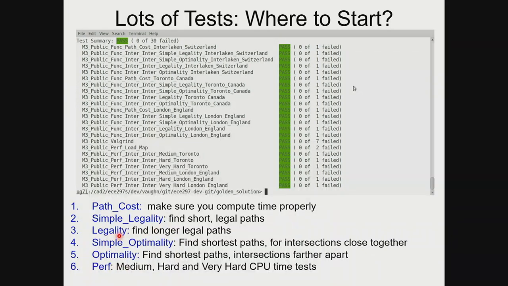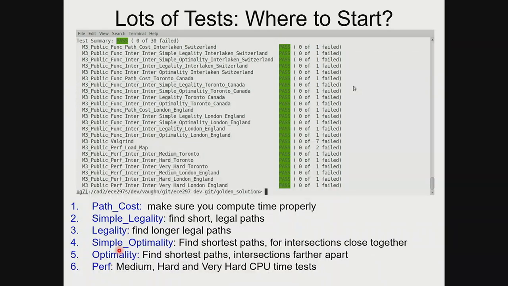Finally, all of these will test the functionality of your code. And the last thing that we're going to grade you upon is the performance. They are divided into medium, hard, and very hard CPU time. Now it's called very hard, but it's not actually that hard. So if you implement A star, you should be able to pass it.